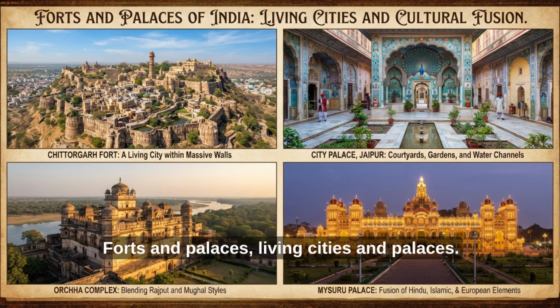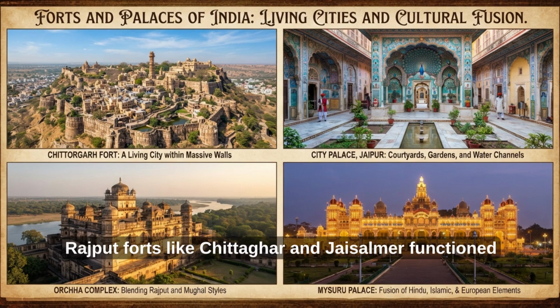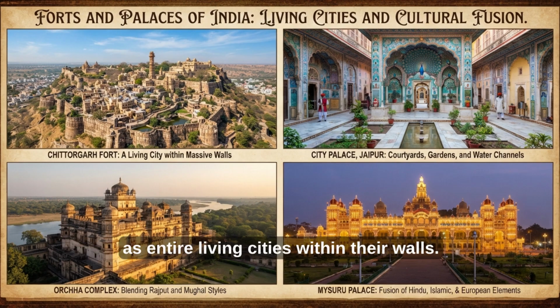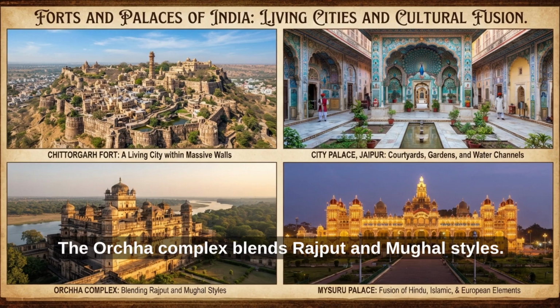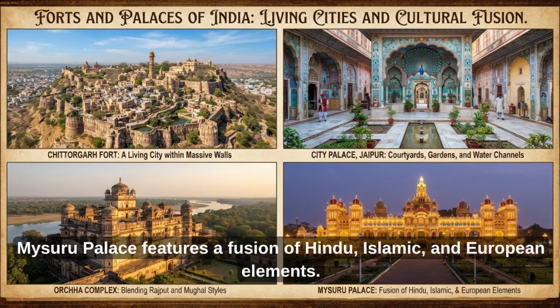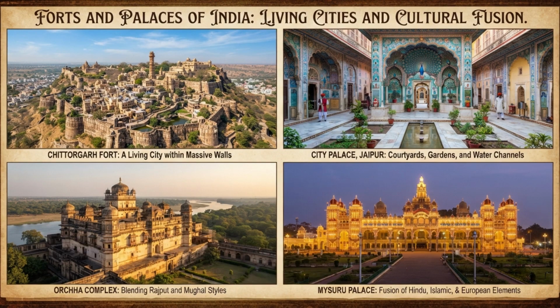Forts and palaces, living cities and palaces. Rajput forts like Chittorgarh and Jaisalmer functioned as entire living cities within their walls. Palaces emphasized courtyards, gardens, and water channels for comfort and display. The Orchha complex blends Rajput and Mughal styles. Mysuru Palace features a fusion of Hindu, Islamic, and European elements.